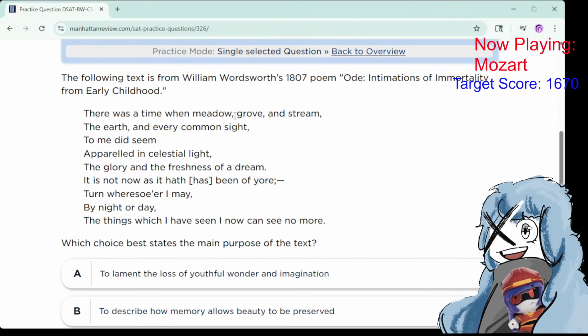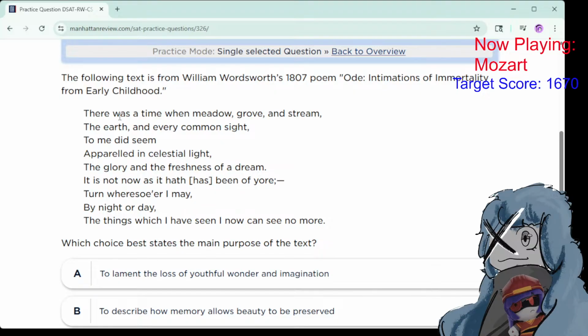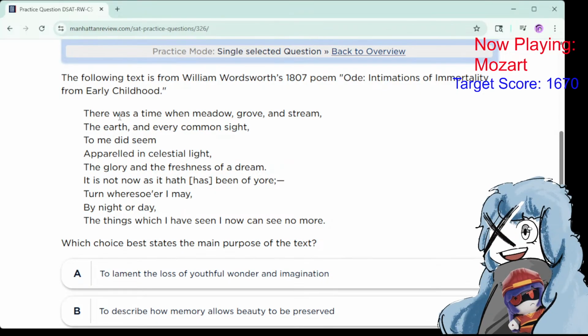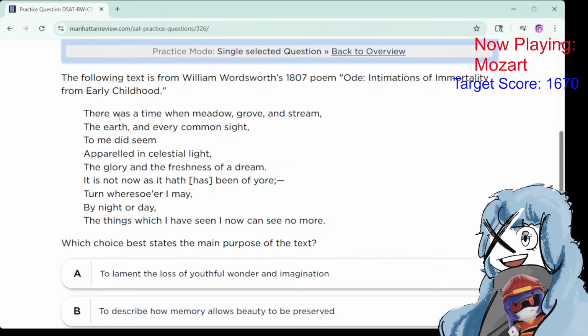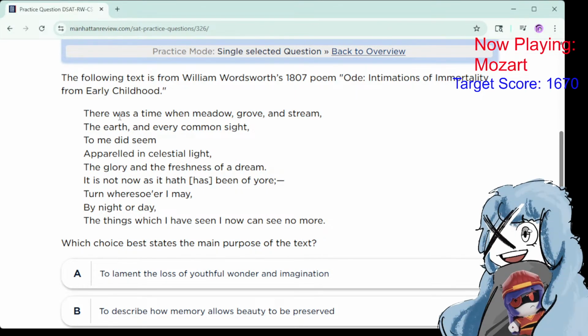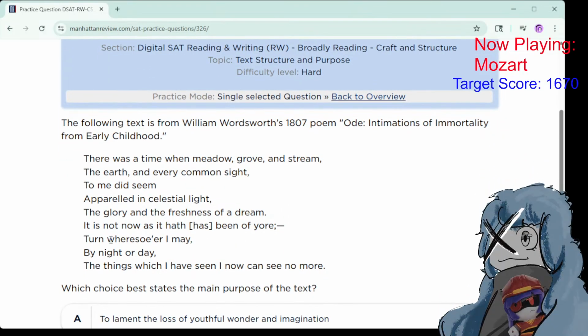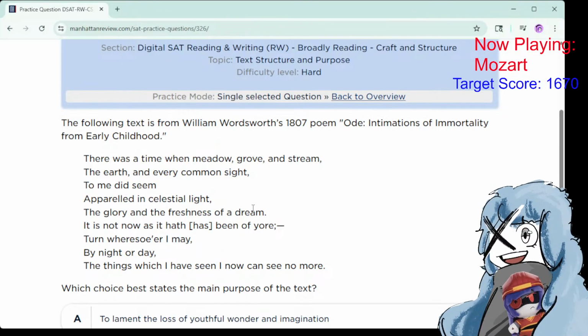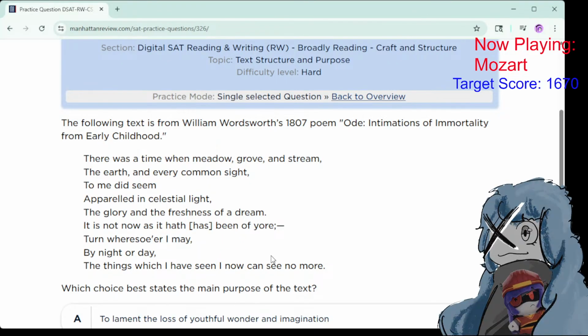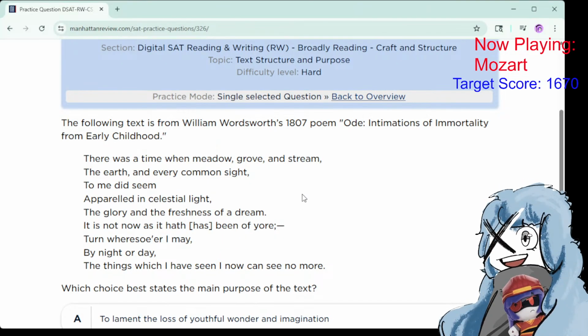There was a time when meadow, grove, and stream, the earth and every common sight, to me did seem apparelled in celestial light, the glory and the freshness of a dream. It is not now as it hath been of yore. Turn wheresoever I may, by night or day, the thing which I have seen I can now see no more.